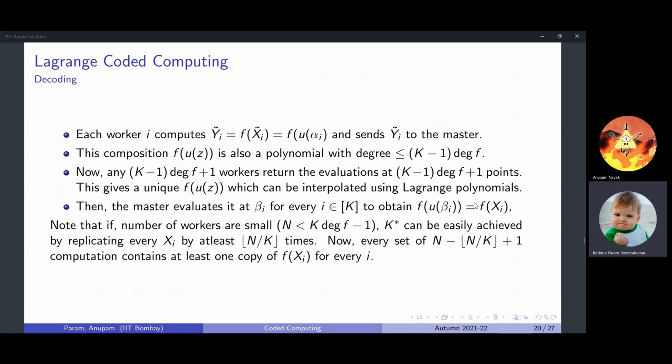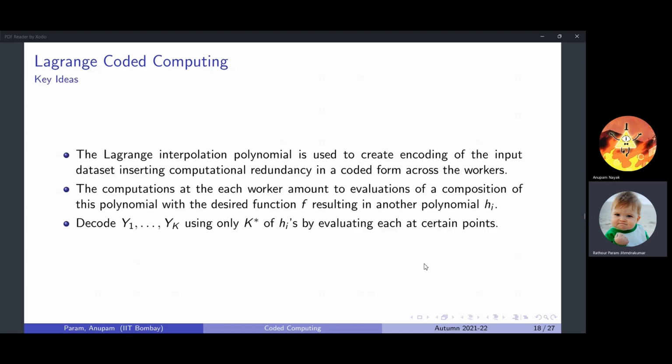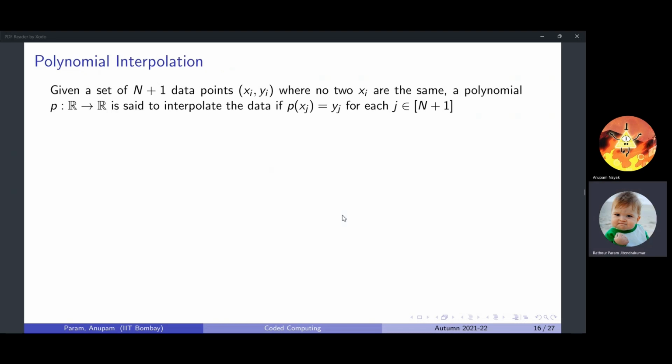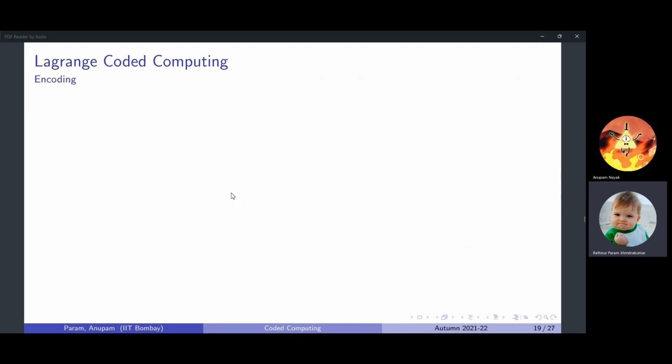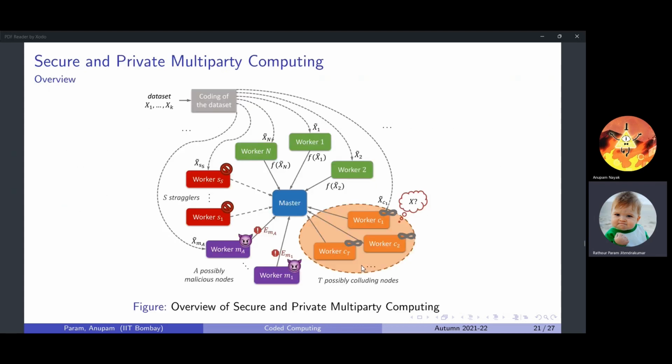So one thing that is missing is the second case here, when the number of workers is less. What happens in the second case is, the way to prove this is, if it is very small, then instead of using Lagrange coded computing, we can just replicate every xi n minus k times, and then every set of n minus k plus 1 computations will contain at least one copy of f of xi for every i. So that's one way.